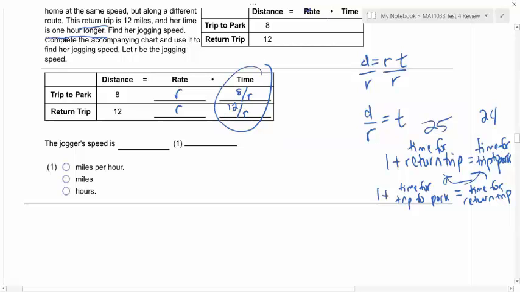Okay, so now you have to plug in these values. Instead of writing time for trip to park, you're really just going to plug in the 8 over R, right? Because that represents the time for the trip to the park. And then the time for the return trip was 12 over R. I'm just borrowing the information from the chart.